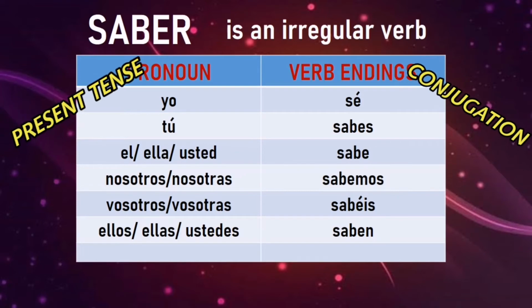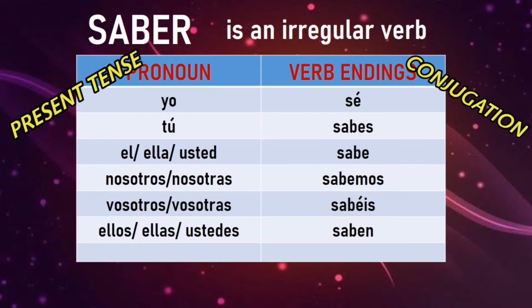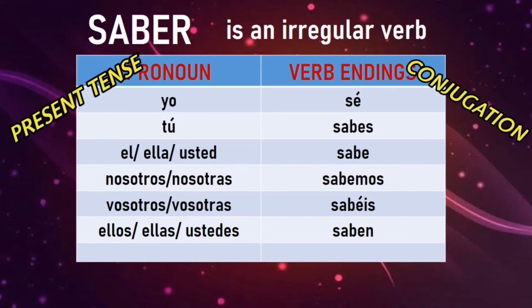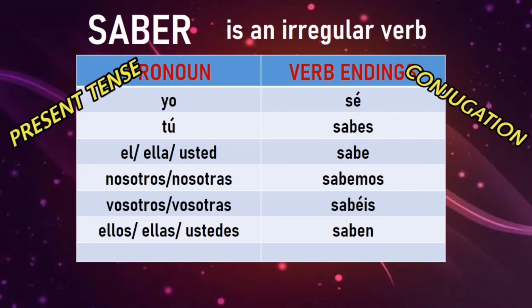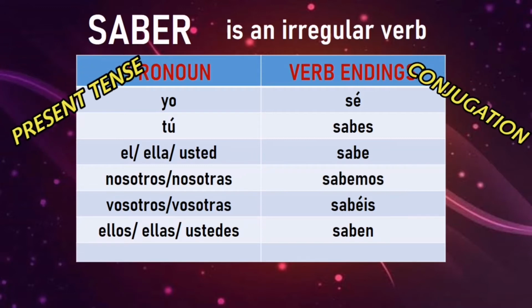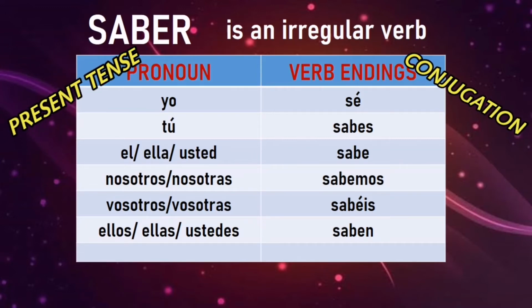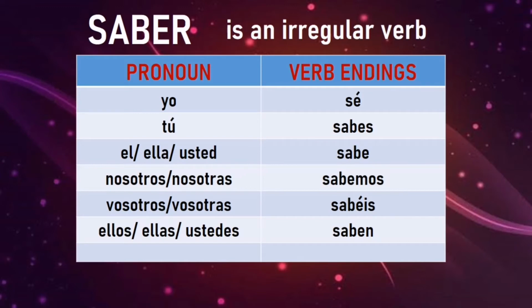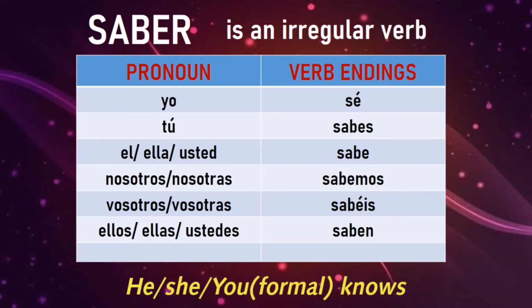Saber is an irregular verb. As you can see in this table, we have pronouns and verb endings. In my previous lessons, I showed you that the verb conjugation should correspond to the pronoun that you are going to use. But please take note that saber is irregular only in the yo form. Yo sé means I know. Tú sabes means you know. Él, ella, usted sabe means he knows, she knows, you know.